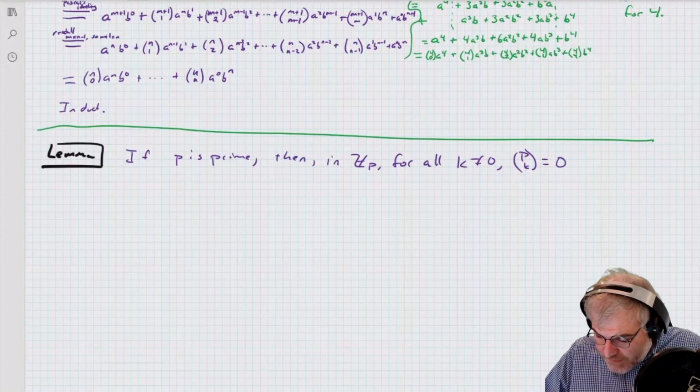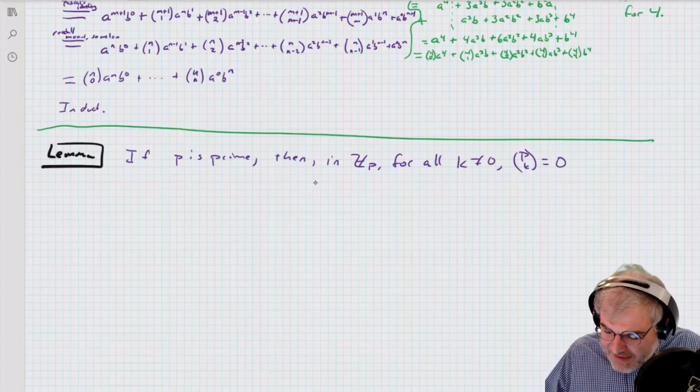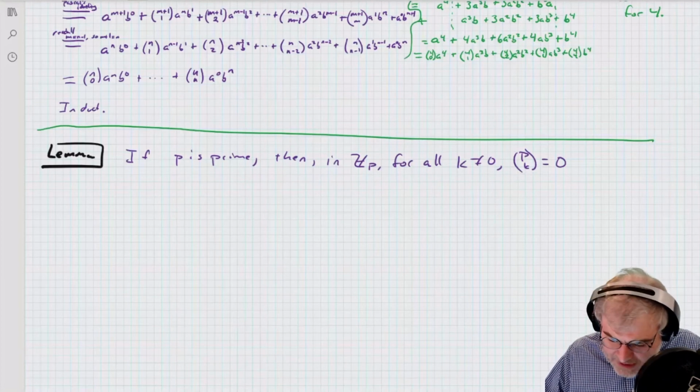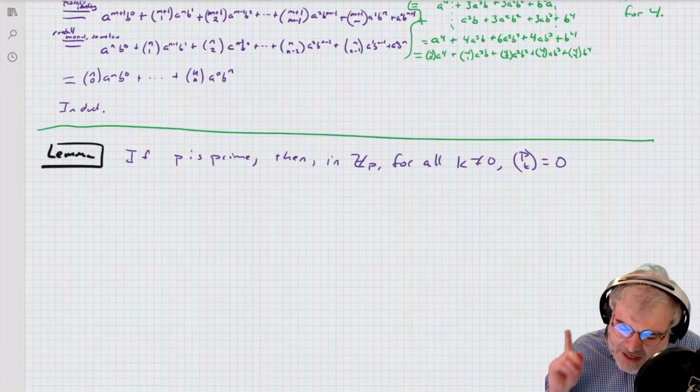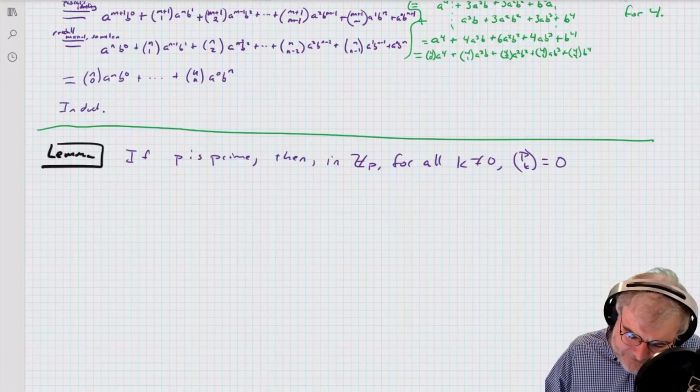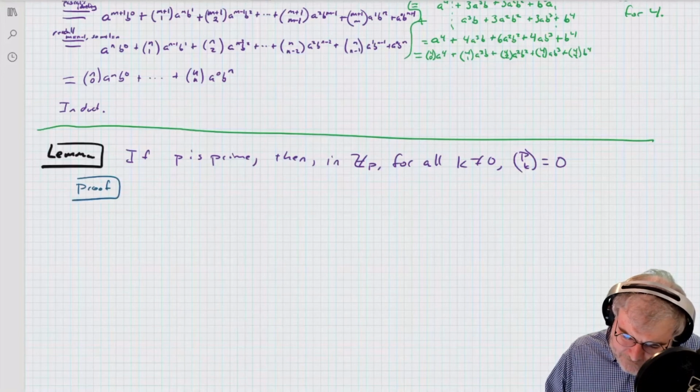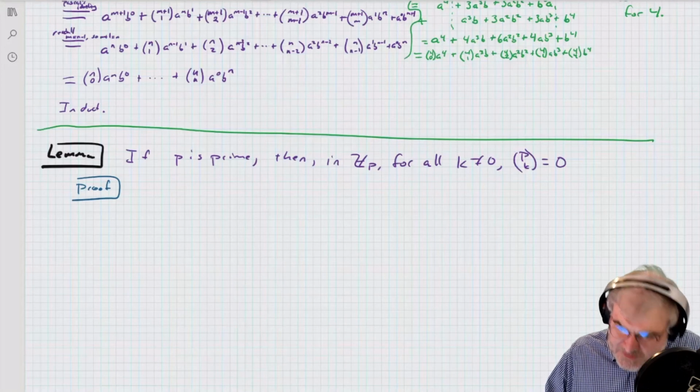Okay? So here's what I'm saying. If P is prime, then in Z_P, for any k not equal to 0, P choose k equals 0. Here's a proof. So 1 to 5, how do we feel about that statement? Okay? Here's the proof.